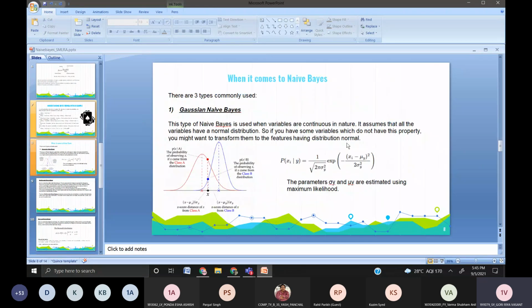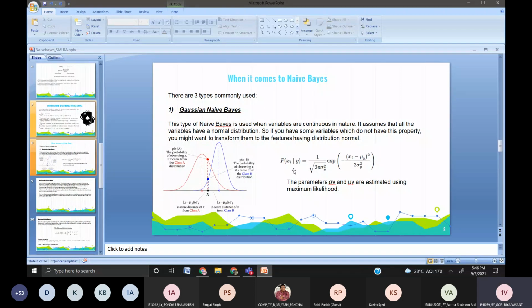So when it comes to naive Bayes, there are 3 basic types. The first one is the Gaussian naive Bayes. This is basically an extension of naive Bayes. All other functions can be used to estimate the distribution of the data, but Gaussian only uses normal distribution. It's the easiest to work with because you only need to estimate the mean and standard deviation from the training data. If we have some variables which do not have this property, then we have to transform the variables accordingly to use Gaussian naive Bayes.